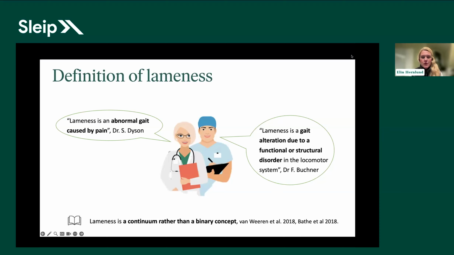And then if we go to some of the more recent debate about lameness that has been published, you can see that Van Weeren, René, who's a very senior biomechanics researcher, and Andy Bay, they would say that lameness is a continuum rather than a binary concept. And this becomes really interesting because if lameness is not a 0 to 1, but it's a continuum and it is a gait deficit and it tells you something about a pathology or that there is a problem, then how does Sleip come into this?